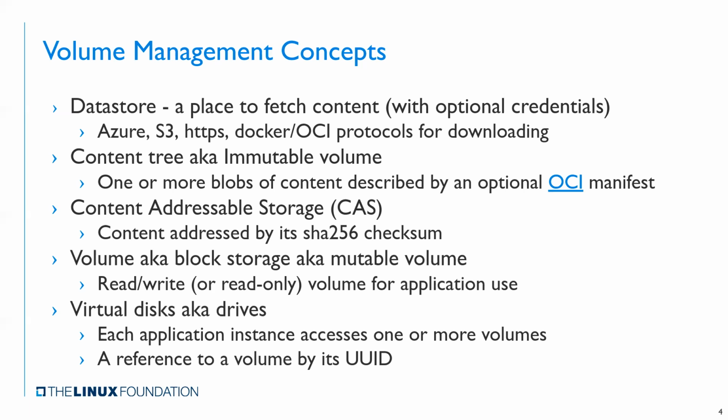And now we have actually managed to download something that is immutable, right? And then what do we do with this? Well, the normal thing is that at some point you want to have an application use this, and then you create a volume, also known as block storage, also known as immutable volume. So these are typically read-write constructs that are presented to an application in the form of a virtual disk.